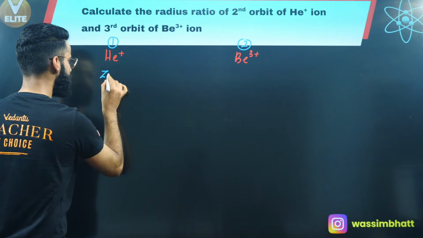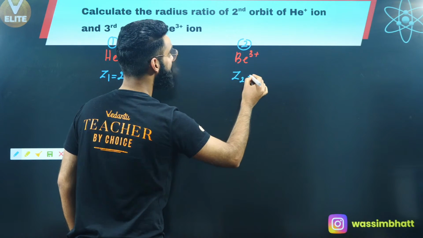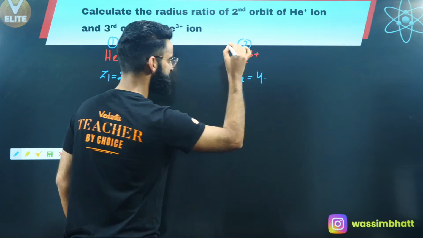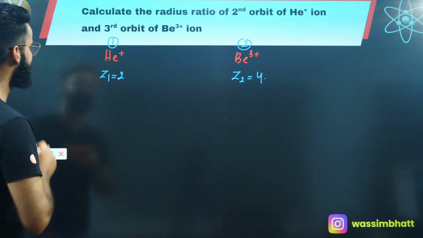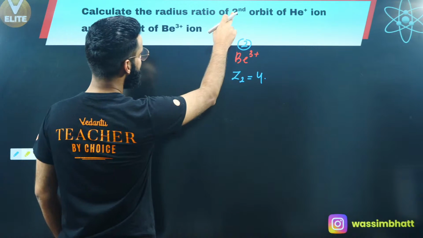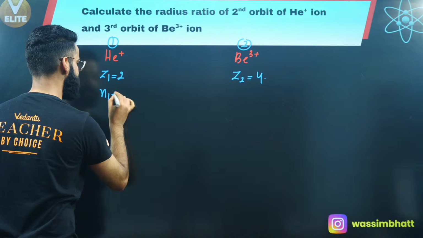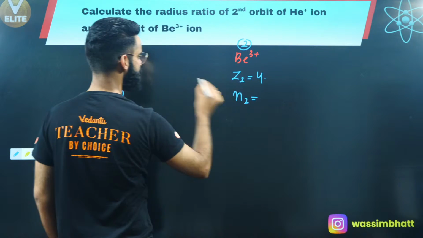What is the atomic number of helium? That's 2. What is the atomic number of beryllium? Hydrogen, helium, lithium, beryllium, so the atomic number of beryllium is 4. Now, which orbit am I talking about of the He positive? I'm talking about the second orbit, so N1 is equal to 2. What about N2? The N2 value is 3.